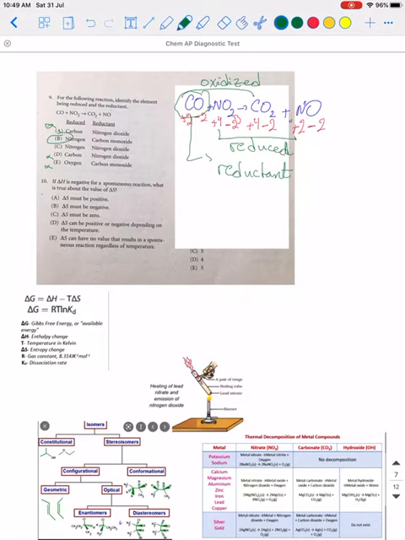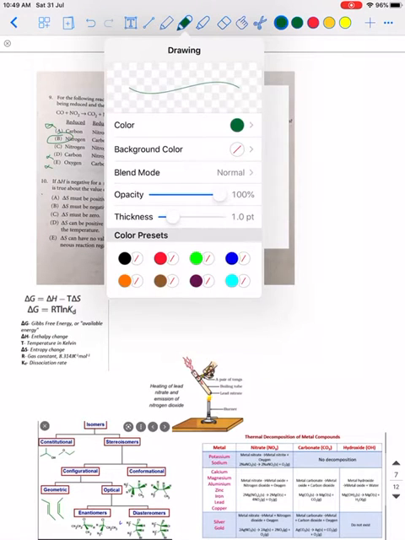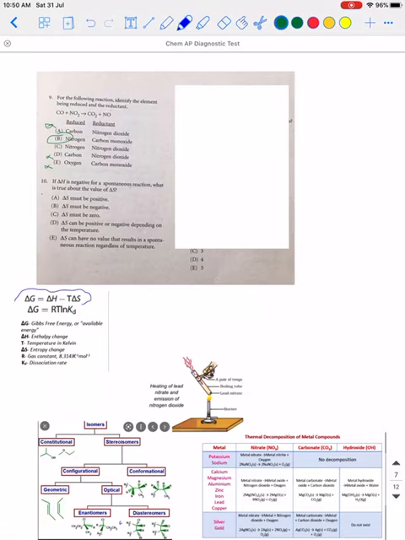Now we will move to number 10. If delta H is negative for a spontaneous reaction, what is true about the value of delta S? This has to do with entropy and enthalpy. The equation that will help us in answering such a question is the one related to the free energy: delta G equals delta H minus T delta S. Delta S is the entropy, or the amount of randomness. Delta H is the enthalpy and delta G is the free energy, or the available energy.